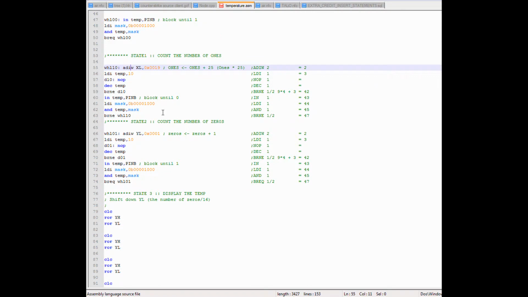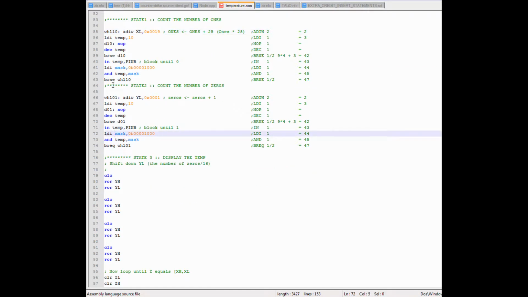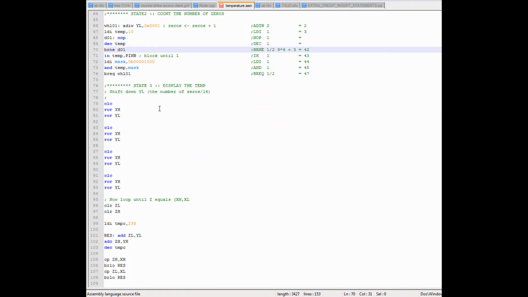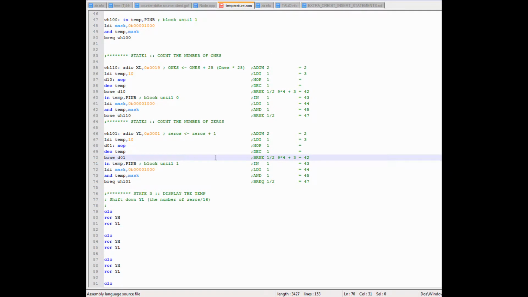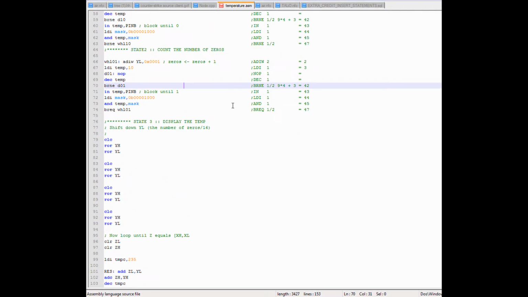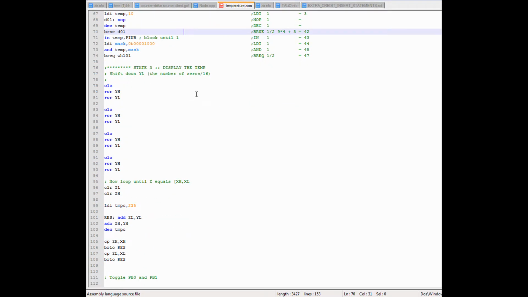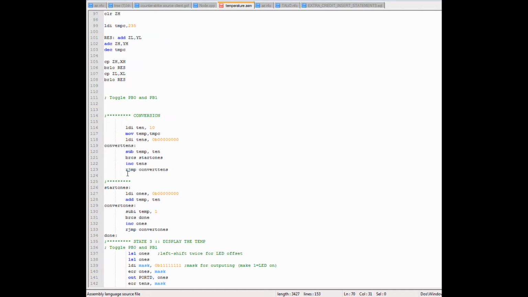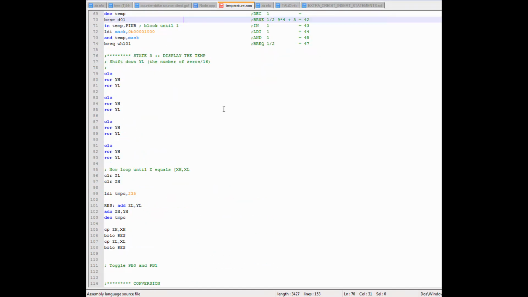So I basically already went through state 1 and state 2. In state 1, every time it counts, it adds 25 to X. In state 2, every time it counts, it adds 1 to Y. They'll go through that a couple hundred times, and then after it breaks out of those loops, it starts calculating to put the temperature out to the LEDs.